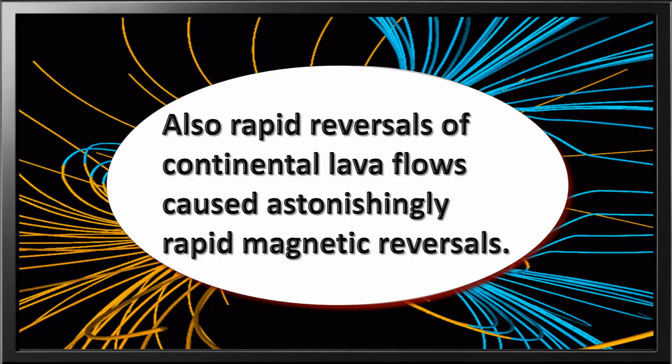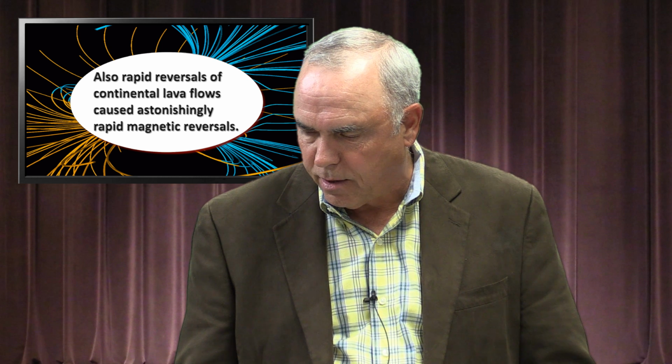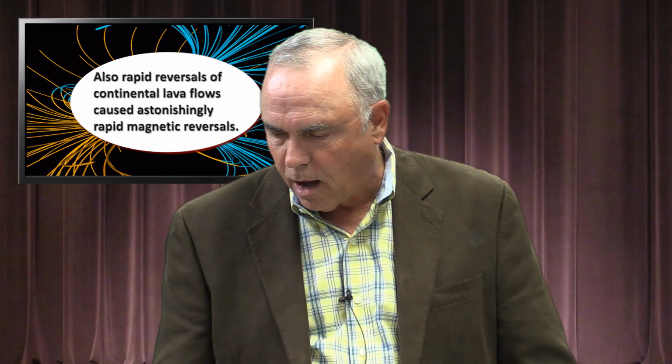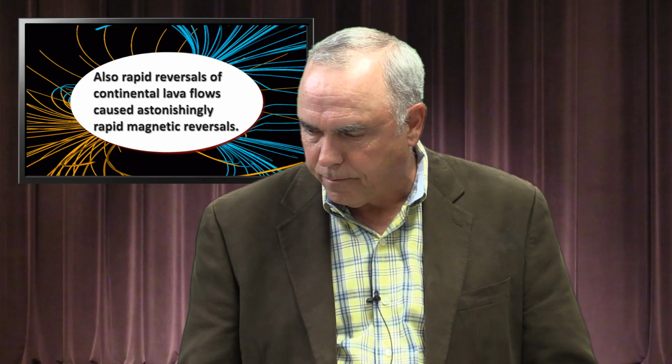Also, we see rapid reversals of continental lava flows caused by astonishingly rapid magnetic reversals. Part of the idea, again, is that it didn't occur all that slowly. It could have been very rapid.